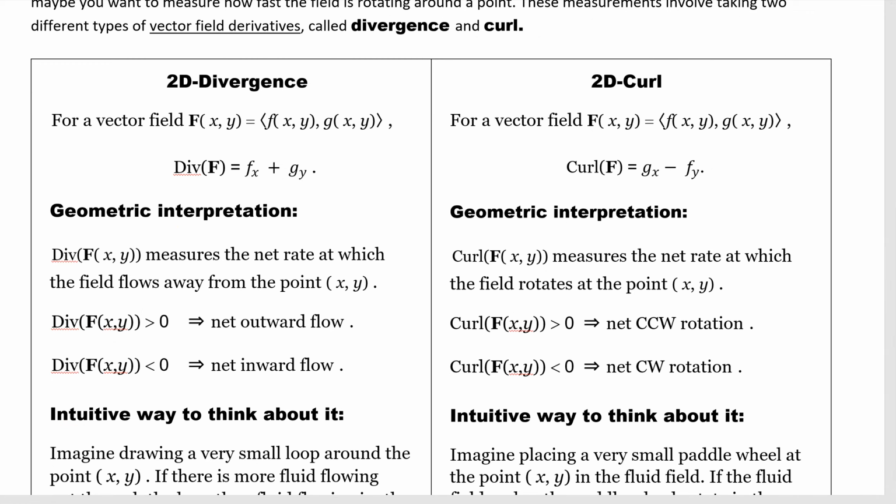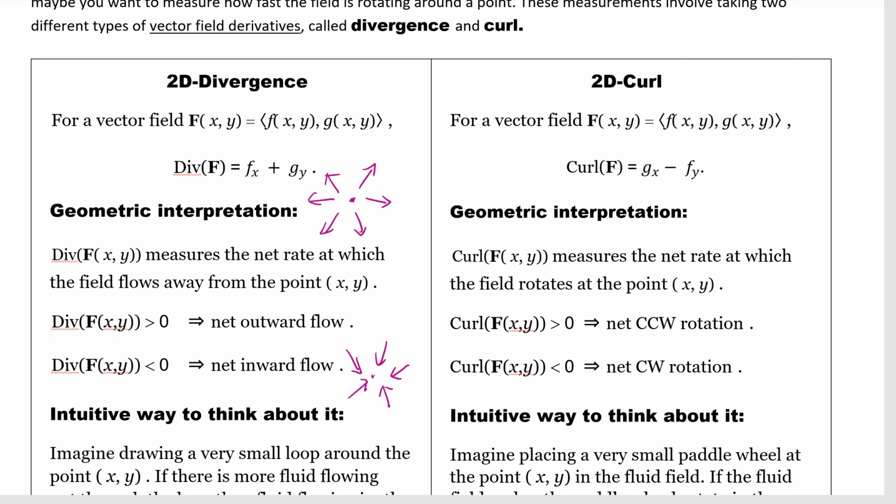The geometric interpretation, okay, so we have a point here. We want to measure the net rate at which the field is flowing away from the point. So we want to measure how much vector field is flowing away from the point. If the divergence is positive, then we have a net outward flow. If the divergence is negative, then we have the net inward flow. So flowing in. So far, so good, everybody?